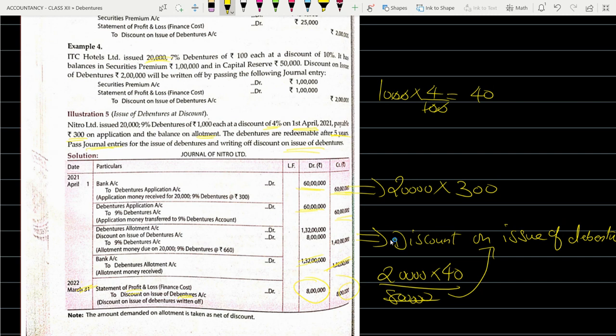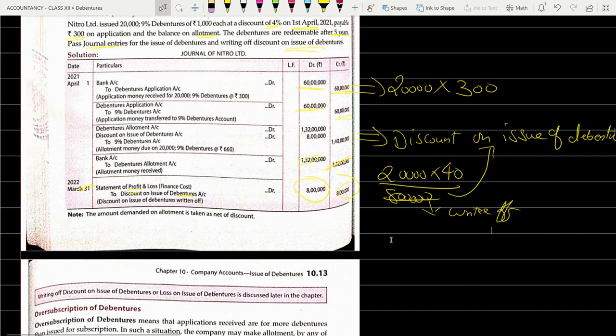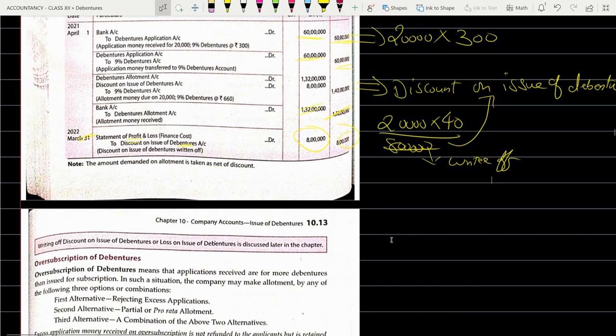So how did you get this 8 lakh? Any idea? It is nothing but the discount value which you calculated here. So this discount you are just writing off. When you write off, this is the entry for that. Any doubt up to this? No, sir. Okay. Moving on.